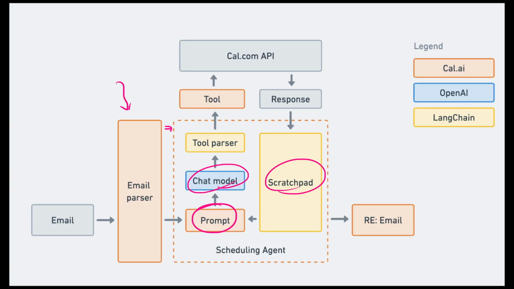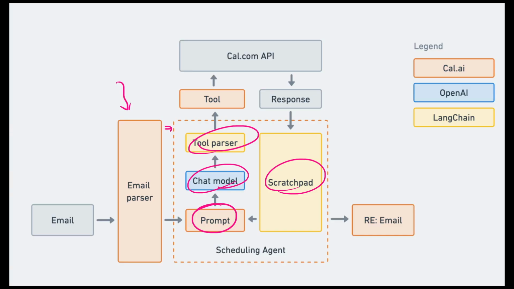Then we have a tool parser and execution, which means the tool parser reads the model's output and understands, I need to use the cal.com API to book a slot. It passes this to the tool block connected to the cal.com API. Once the tool runs, the response is passed back into the agent.